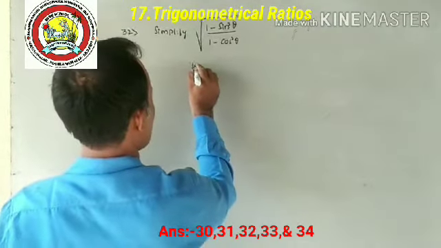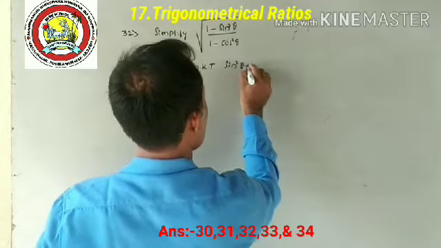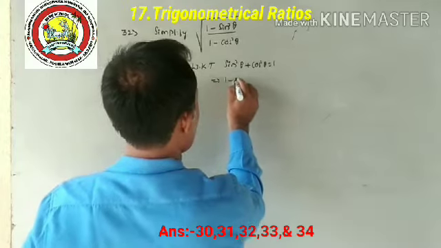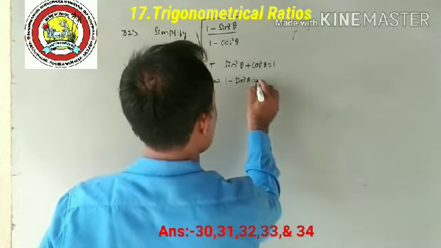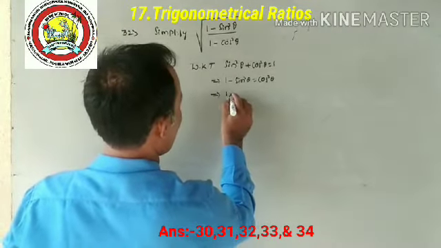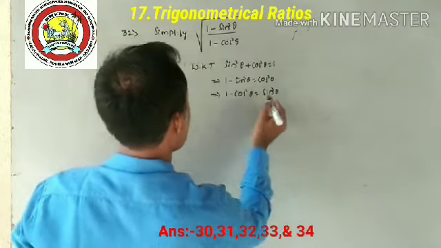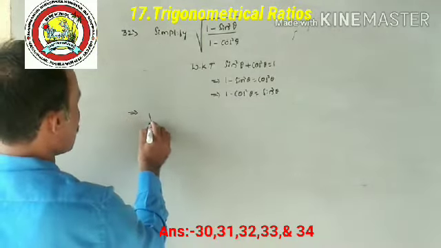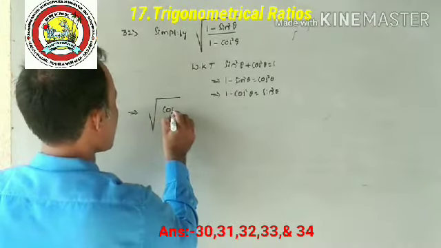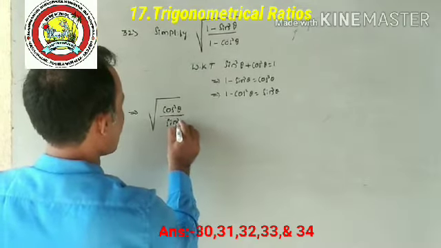That's very simple. As we know, what is the identity? Sine square theta plus cos square theta is equal to 1. Which implies 1 minus sine square theta is equal to cos square theta, and 1 minus cos square theta can be written as sine square theta. As a replacement, root of 1 minus sine square theta can be written as cos square theta, divided by 1 minus cos square theta, which can be written as sine square theta.